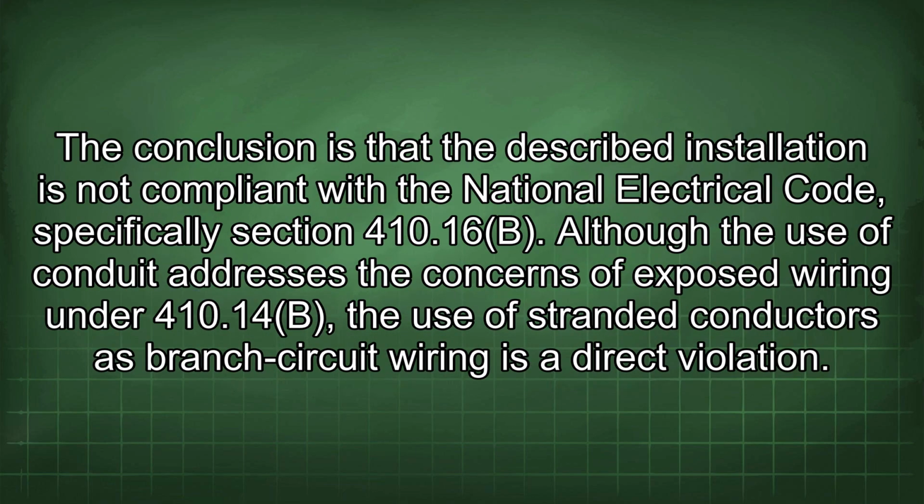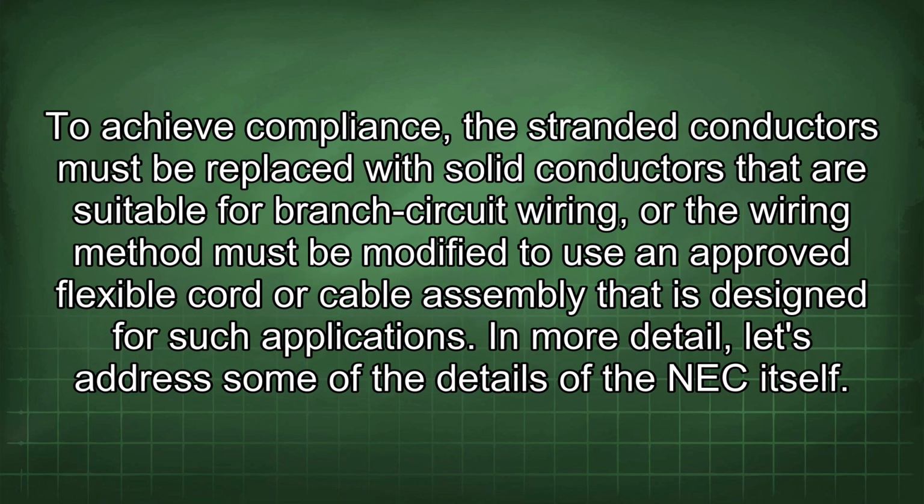The conclusion is that the described installation is not compliant with the National Electrical Code, specifically Section 410.16(B). Although the use of conduit addresses the concerns of exposed wiring under 410.14(B), the use of stranded conductors as branch circuit wiring is a direct violation. To achieve compliance, the stranded conductors must be replaced with solid conductors that are suitable for branch circuit wiring, or the wiring method must be modified to use an approved flexible cord or cable assembly that is designed for such applications. In more detail, let's address some of the details of the NEC itself.